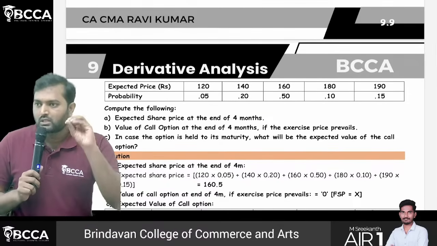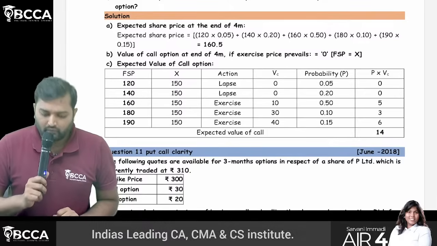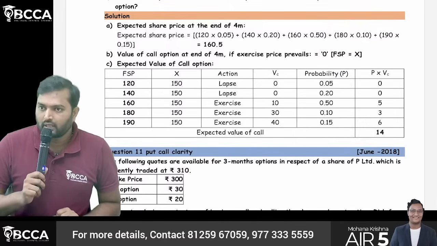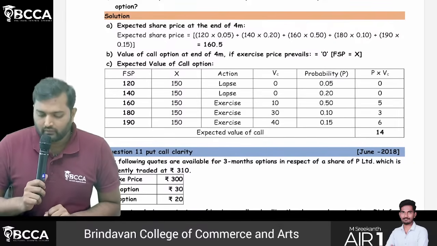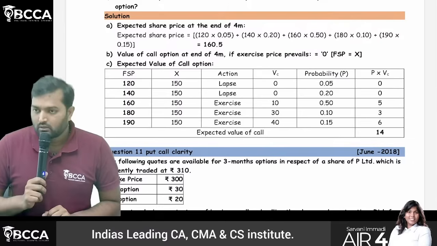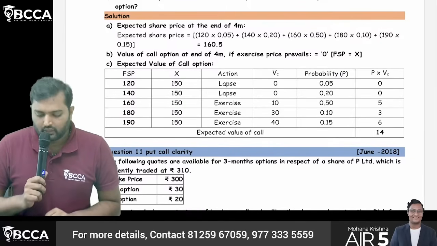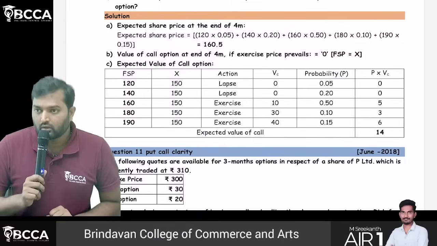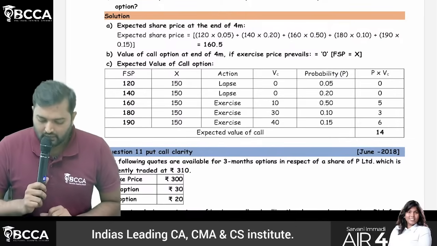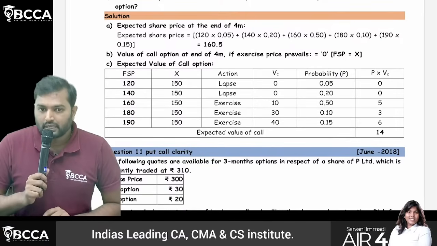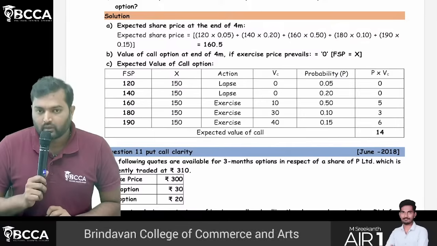So we have 5 possible prices. On the maturity, the price can be what? 120, 140, 160, 180, 190. So I have a right to buy at the rate of 150. Tell me the first action. I have a right to buy at 150, whereas the price on the maturity is 120. So tell me, am I going to purchase it or not? Am I going to exercise or not? No, lapse. Second case, lapse. Third case, exercise. Fourth, exercise. Last case, exercise.